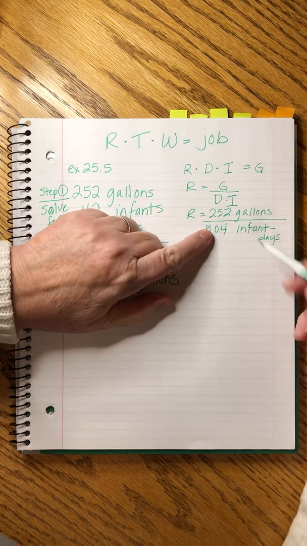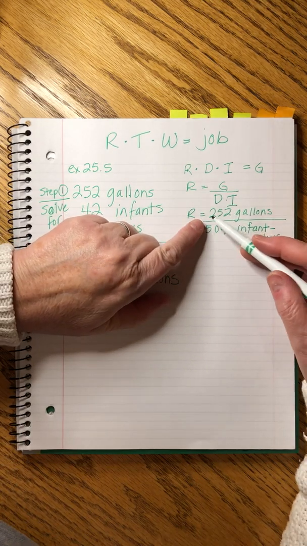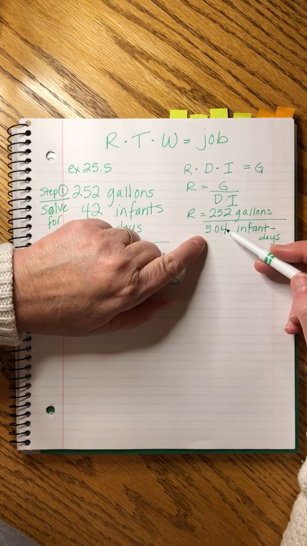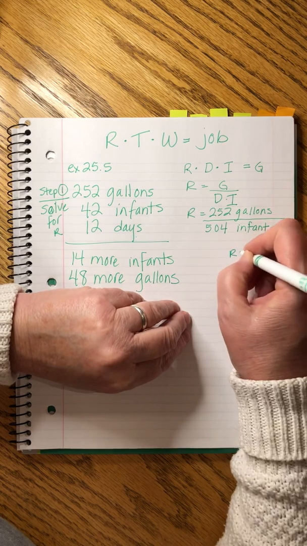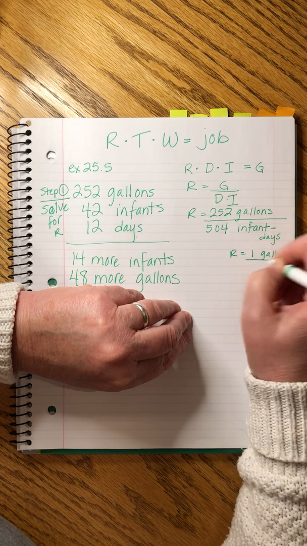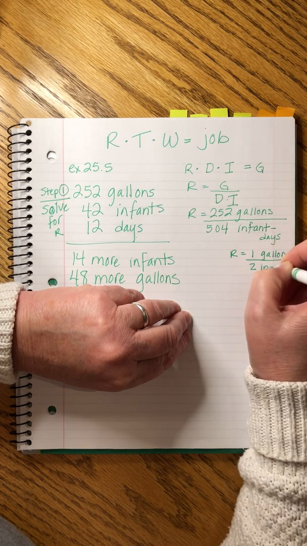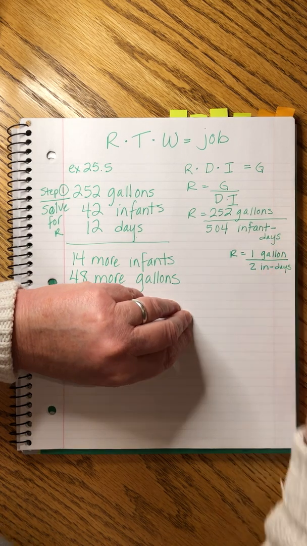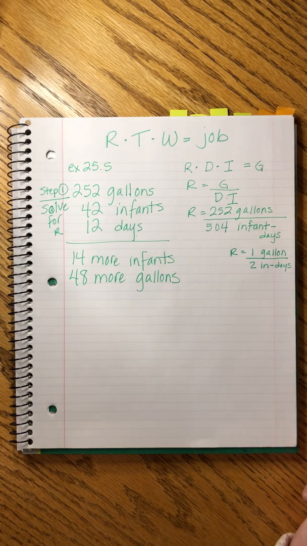And I look at this and my eyeballs almost jump out of my head because look, 252 times 2 would be 504. So the rate equals 1 gallon per 2 infant days. Oh my goodness. That is lovely, isn't it? I like it so much.